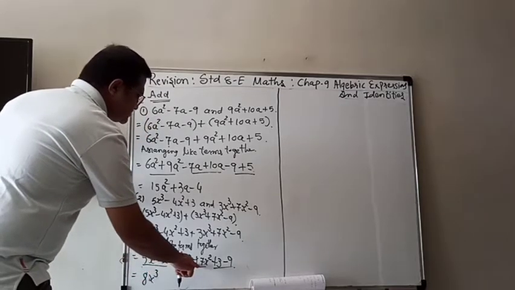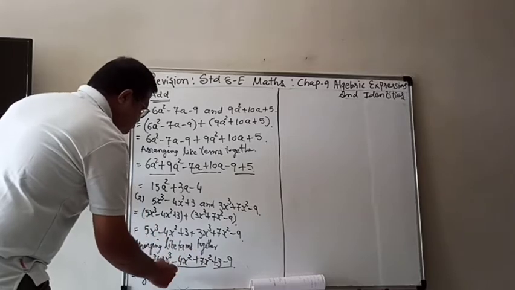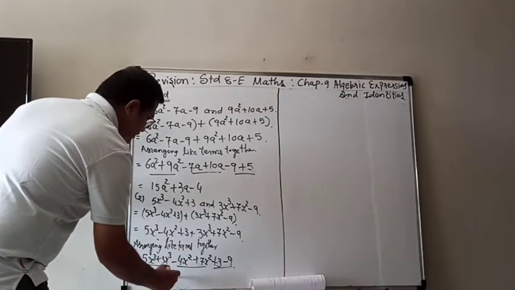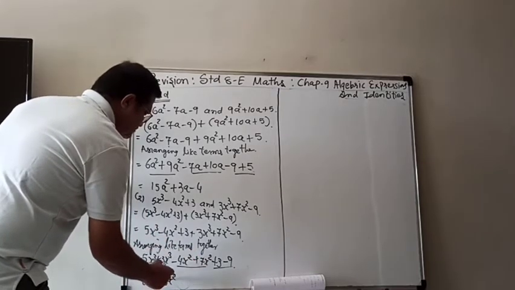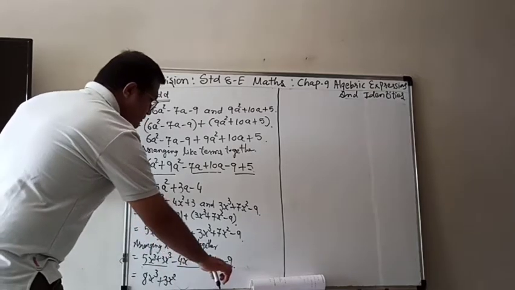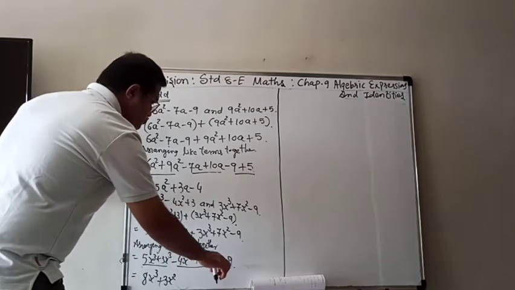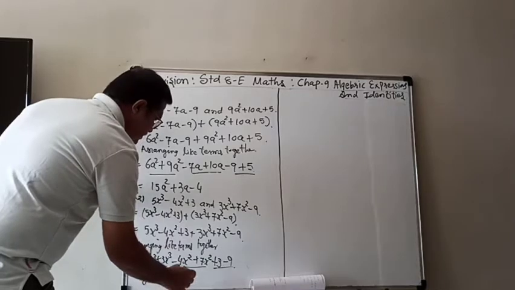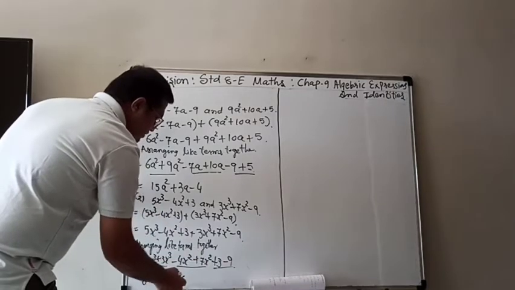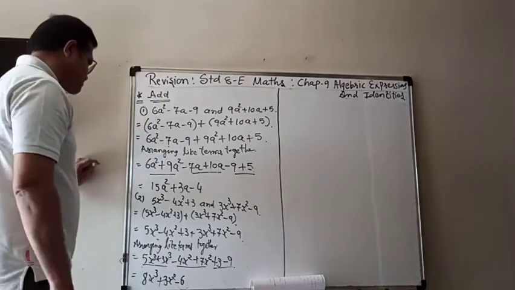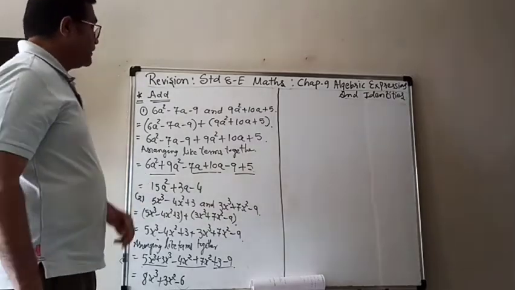minus 4 plus 7. Bigger minus smaller is 3x square. Greater number is plus sign. So plus sign. 3 minus 9. Opposite sign. So 9 minus 3 is 6. Greater number has minus sign. So your answer is minus 6.